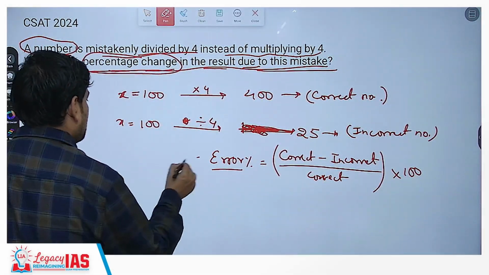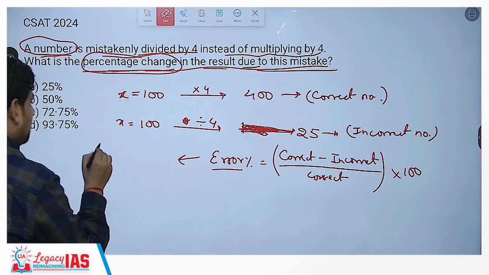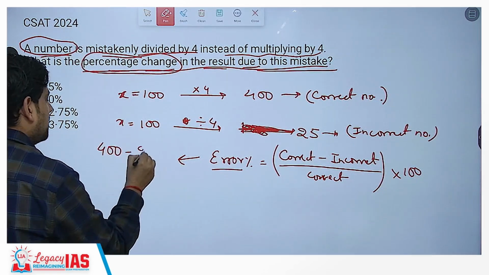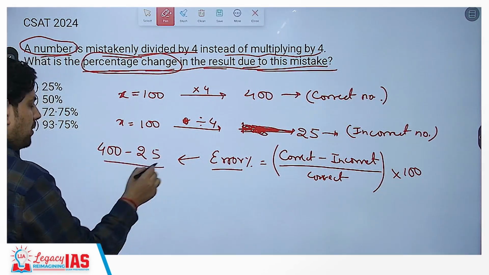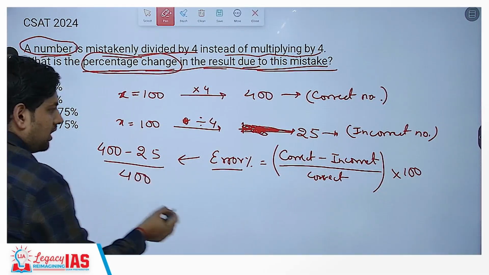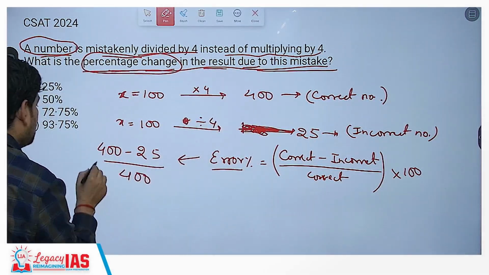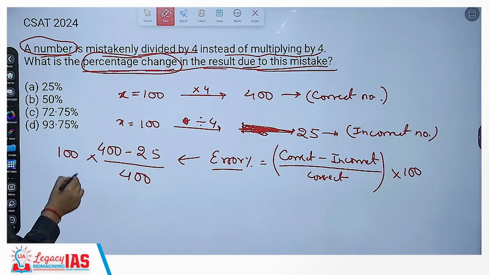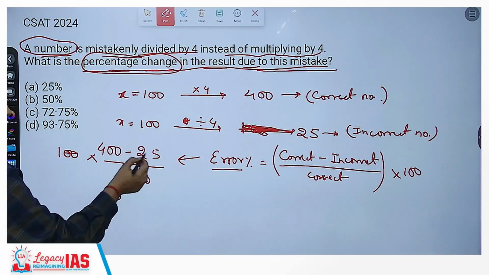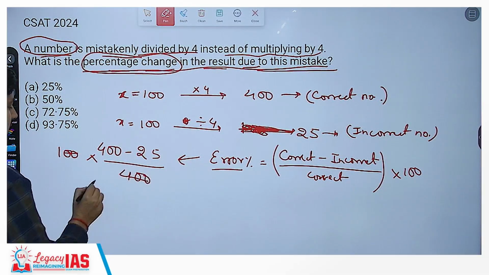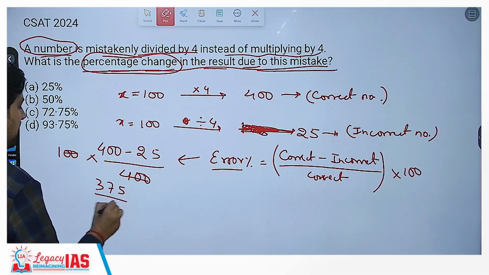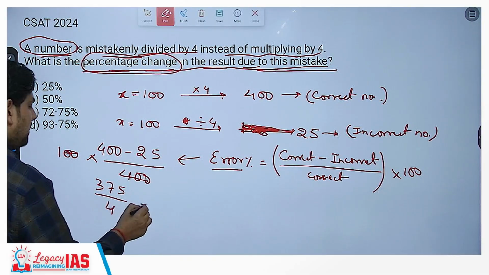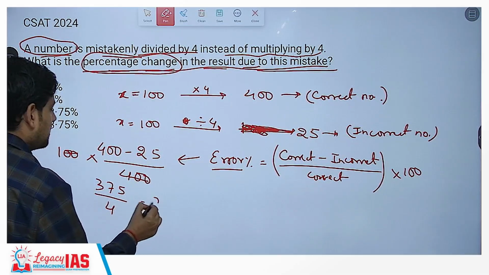Let's do this. Correct is what? 400. Incorrect is what? 25. Upon what you take? Correct number, whatever was there. So 400 was correct into 100. Now two zeros cancel out. This becomes what? 400 minus 25 is 375 by 4. 375 by 4 will be equal to what? How many times this will go? This will go 9 times.